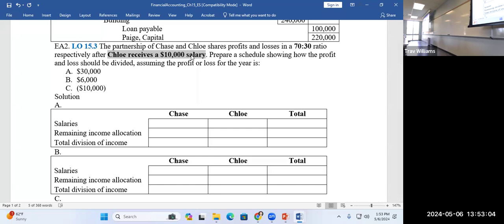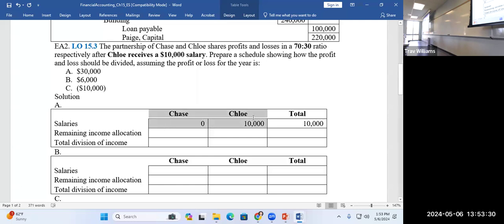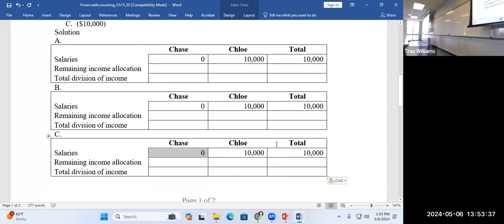Okay, let's go through A together. And then I'll have you try and do B and C on your own. So let's put in the salaries. Again, Chase does not get one. Chloe gets $10,000. That's a total of $10,000 of salaries, right? And in fact, that's going to be the same in all 3 situations. So let's go ahead and put that under B and C as well.